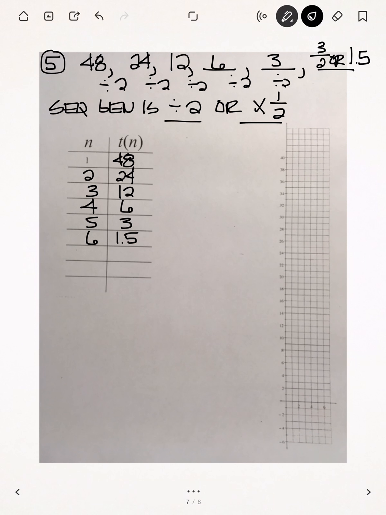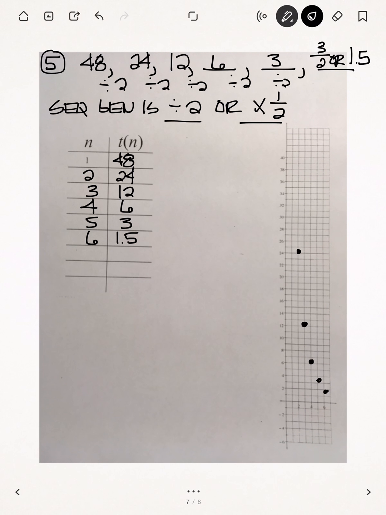I'm going to go over 1 up 48. Now I can't get it on there, so don't worry about it. Go over 2 up 24. And then we have over 3 up 12. Over 4 up 6. Over 5 up 3. And over 6 up 1.5.